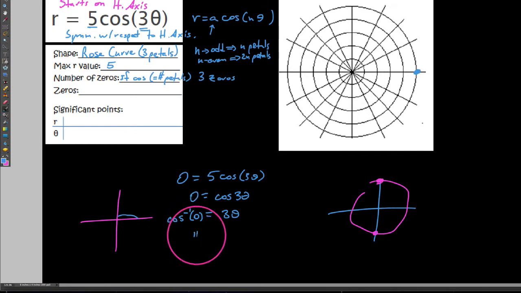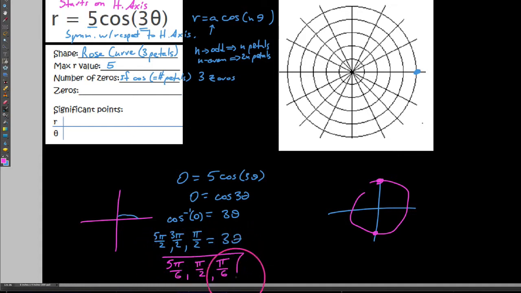So we're going to say at pi halves, 3 pi halves, and 5 pi halves, cosine is 0. We needed to list 3 because we need 3. And if we divide all these by 3, we're going to get 5 pi sixth, 3 pi sixth, which is pi halves, and pi sixth. So these are our 3 zeros here, and those are going to be blank spots on our graph where it's back at the origin.